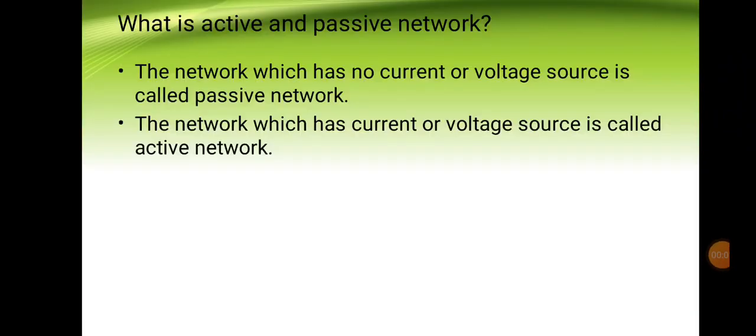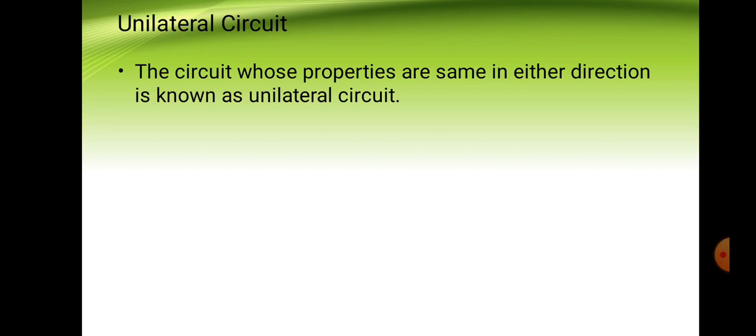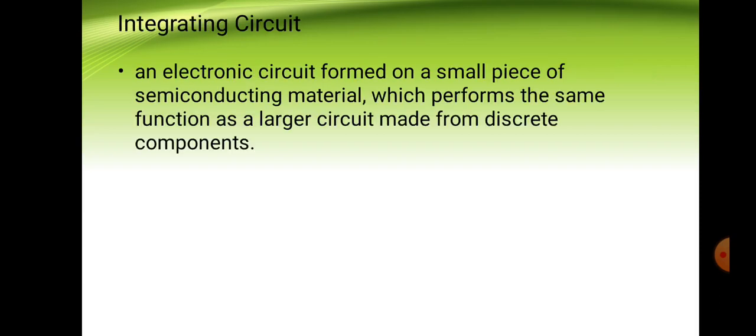Network theory viva. What is active and passive network? The network which has no current or voltage source is called passive network. The network which has current or voltage source is called active network. Unilateral circuit: the circuit whose properties are same in either direction is known as unilateral circuit.